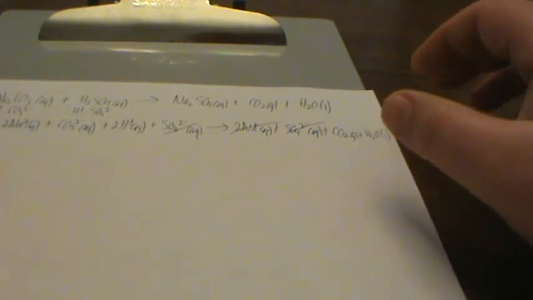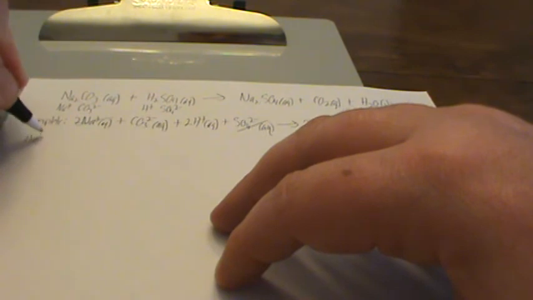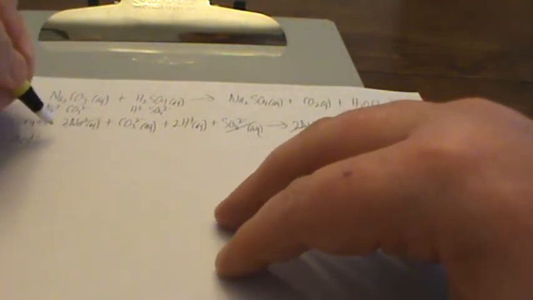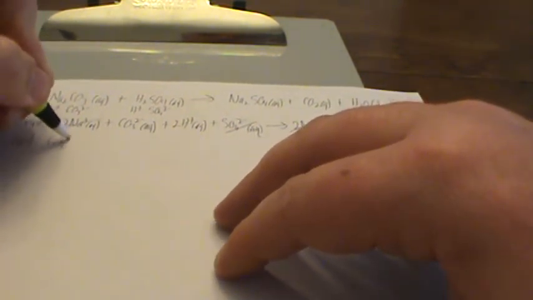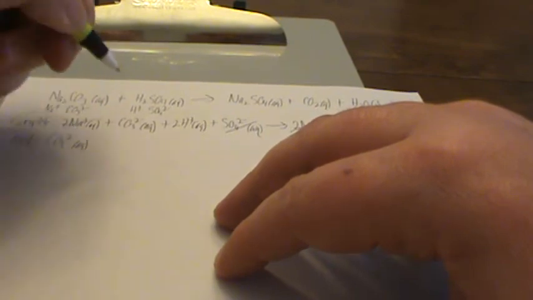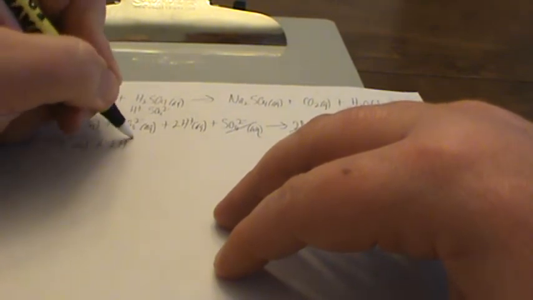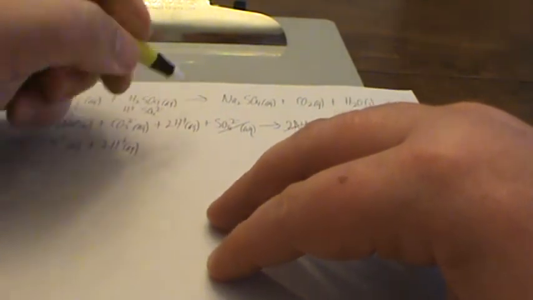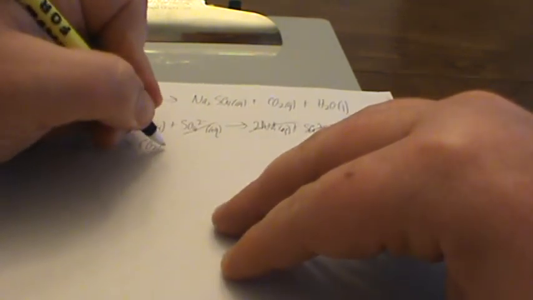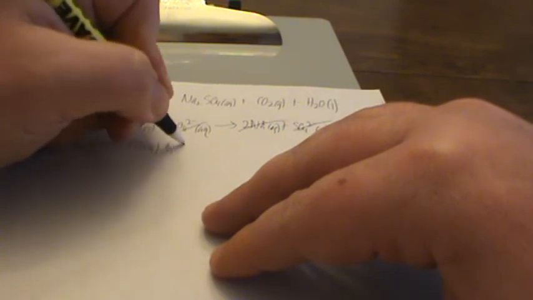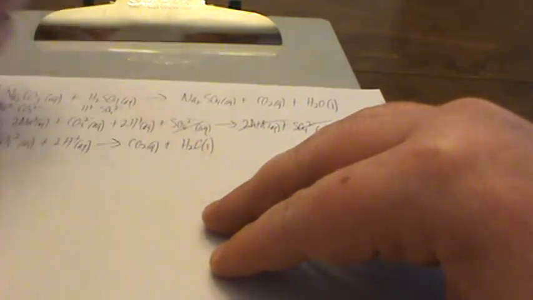Okay, after crossing out all the spectator ions, next thing is to write down the net ionic equation. So our net ionic equation is we have a carbonate ion plus 2 hydrogen ions yields carbon dioxide plus water.